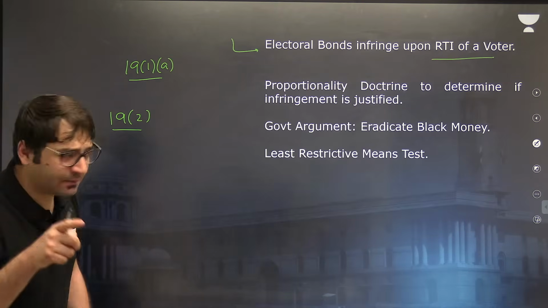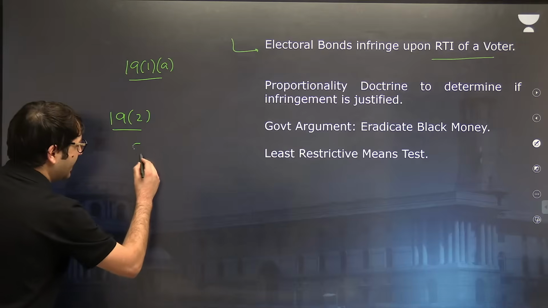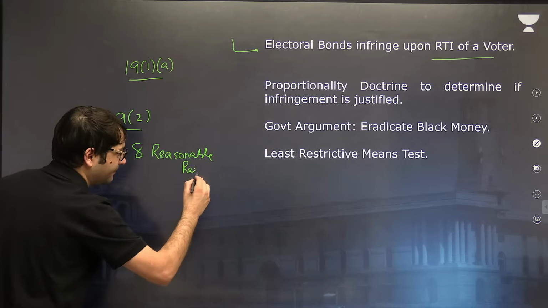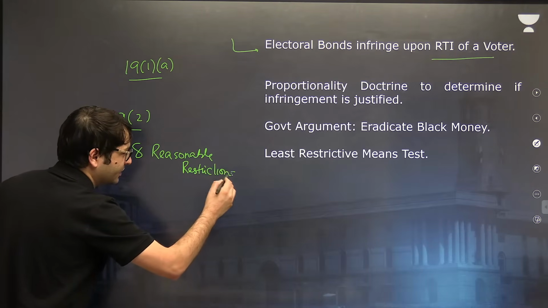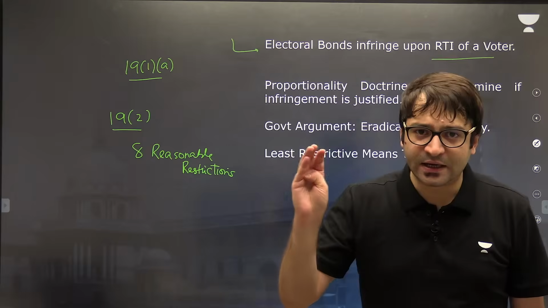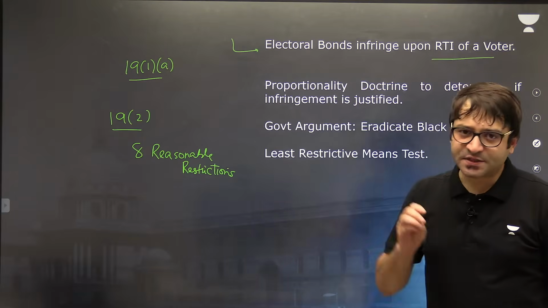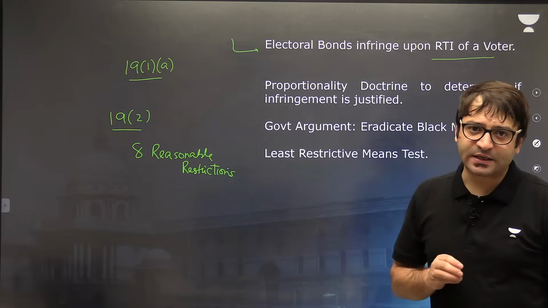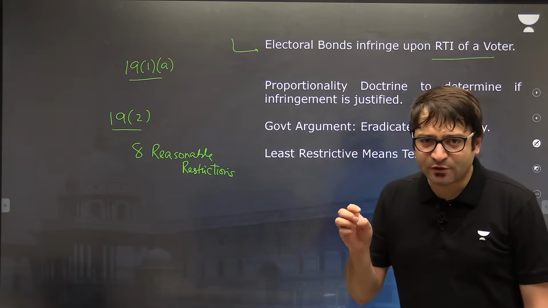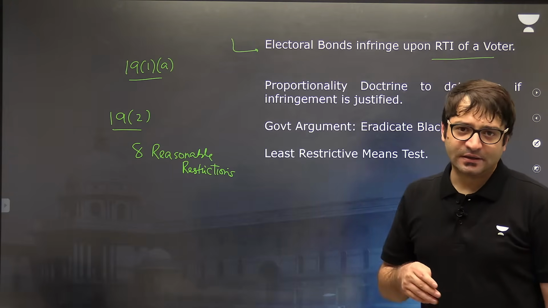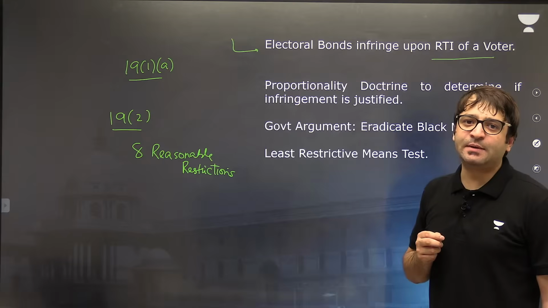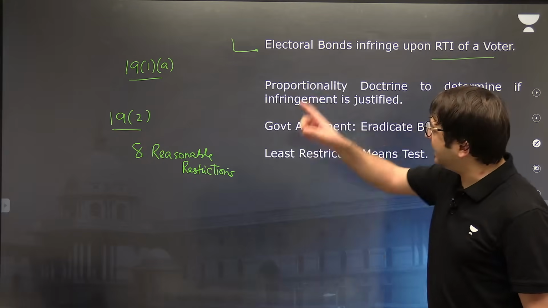How many exceptions are there for Article 19(1)(a)? 8 reasonable restrictions. Listen to me carefully. Your 19(1)(a) can be restricted on the grounds of sovereignty and integrity of India, security of the state, friendly relations with foreign states, public order, morality or decency, contempt of court, defamation, incitement to an offense. Only on these 8 grounds can your Article 19(1)(a) be restricted. None of these grounds apply to electoral bonds.